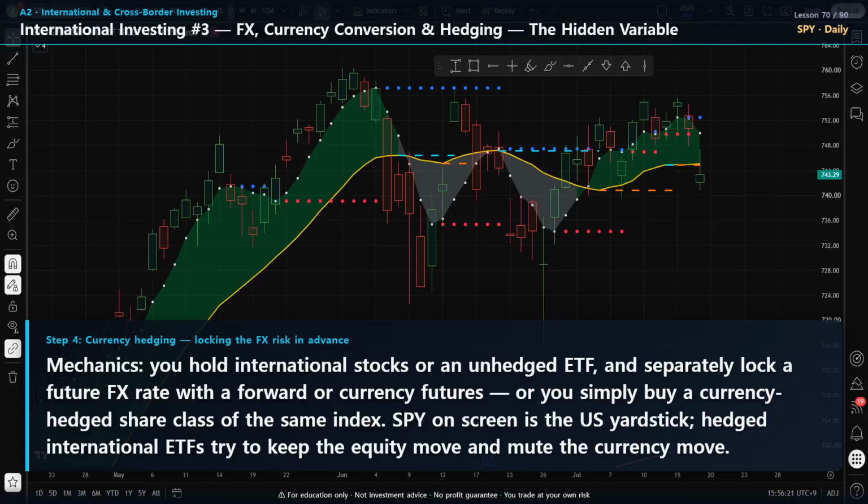Mechanics. You hold international stocks or an unhedged ETF and separately lock a future FX rate with a forward or currency futures, or you simply buy a currency hedged share class of the same index. SPY on screen is the US yardstick. Hedged international ETFs try to keep the equity move and mute the currency move.